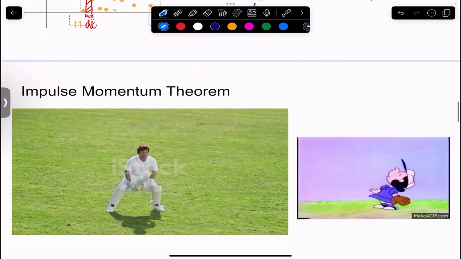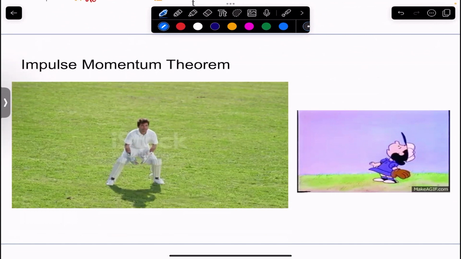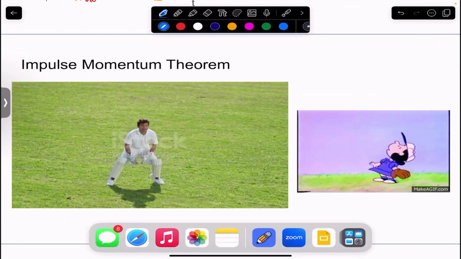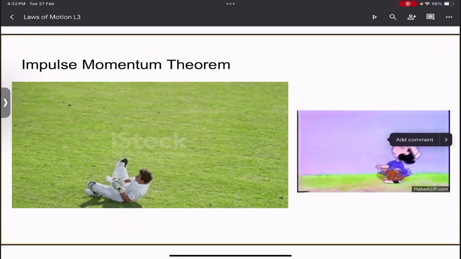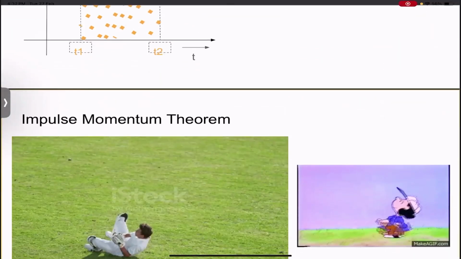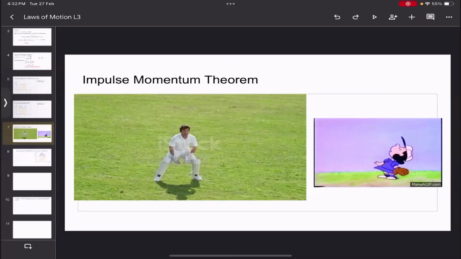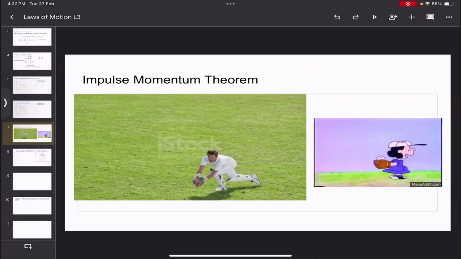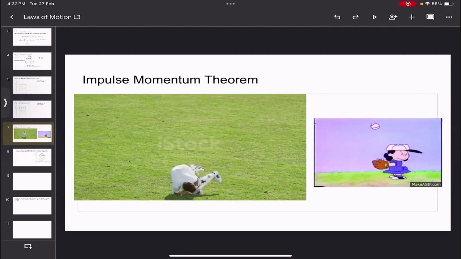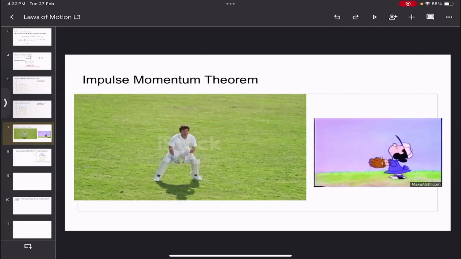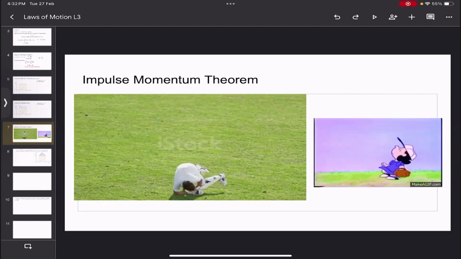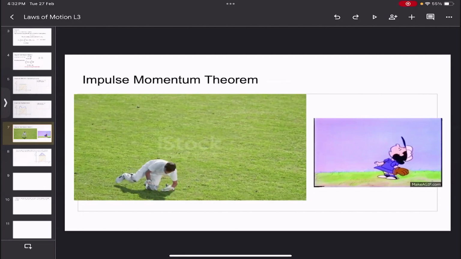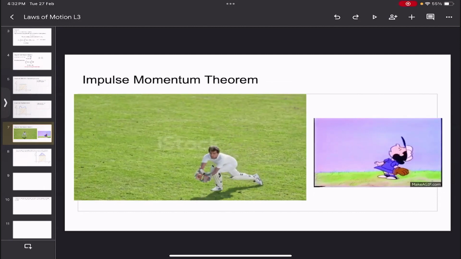Now, the impulse momentum theorem in real life application. You can see two scenarios where they are catching a ball. Case one is a cricketer. Case two is a cartoon character. You can see the cartoon character is keeping the hand just below the ball, and it is striking her hand and rebounding back.